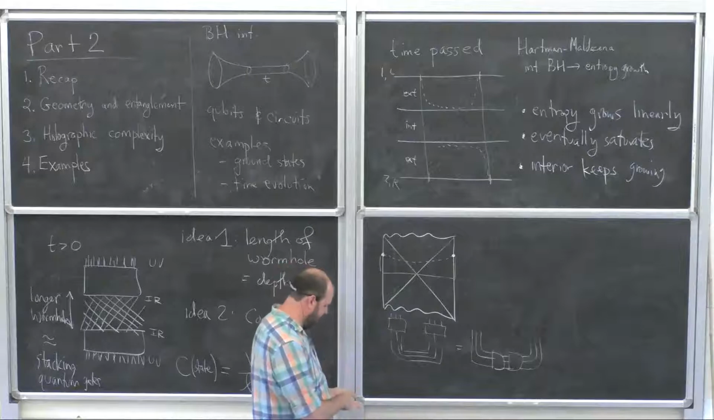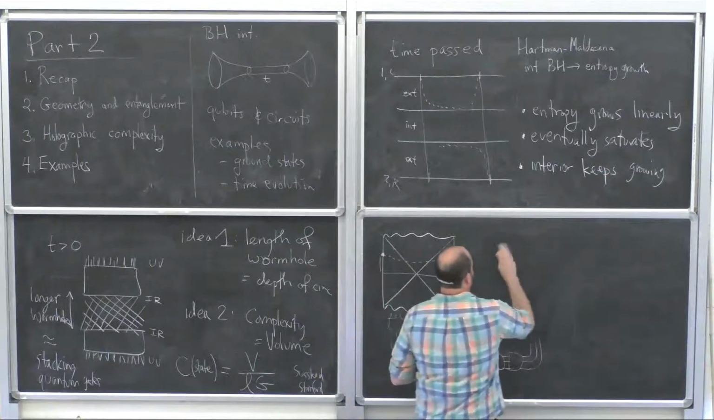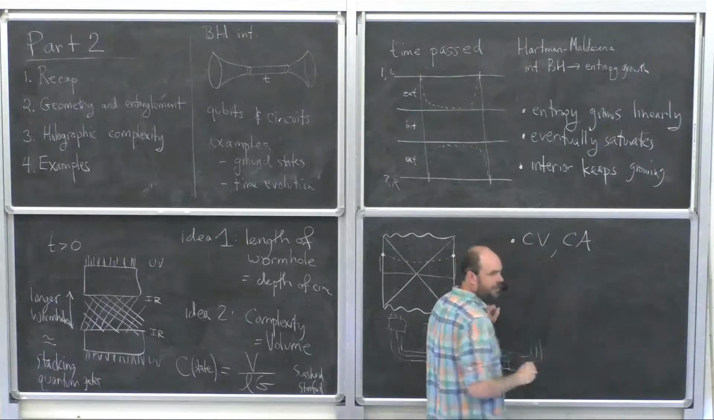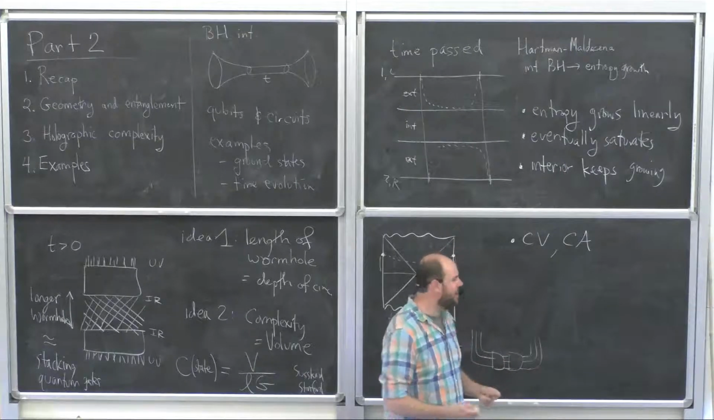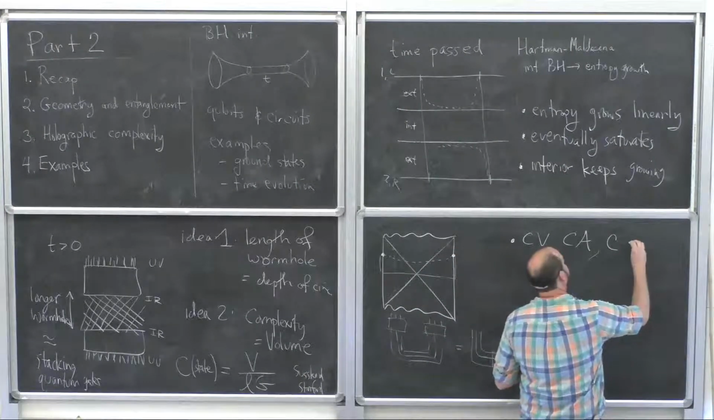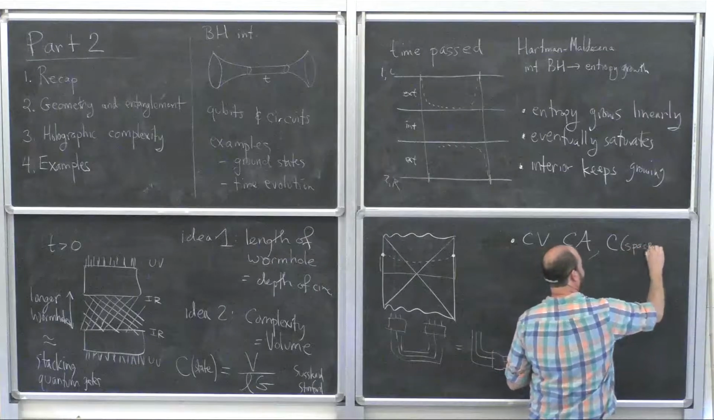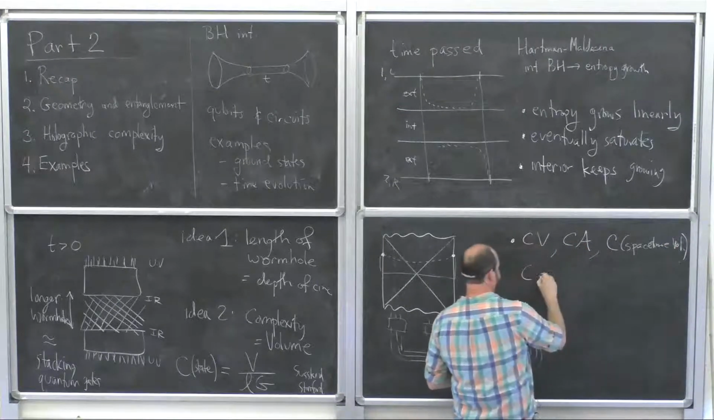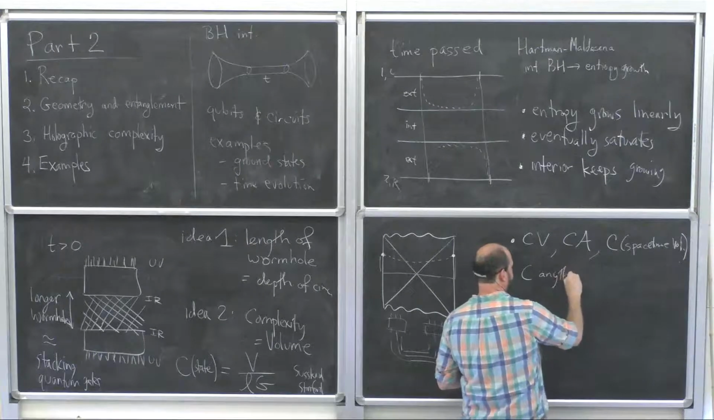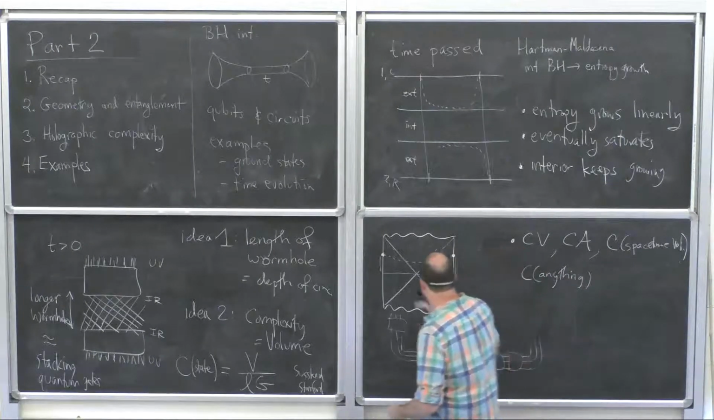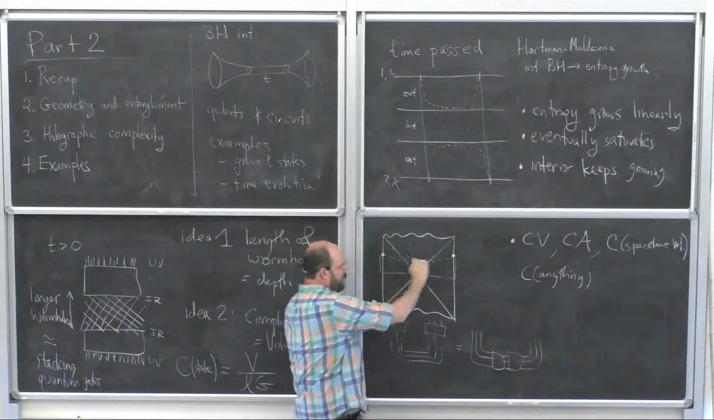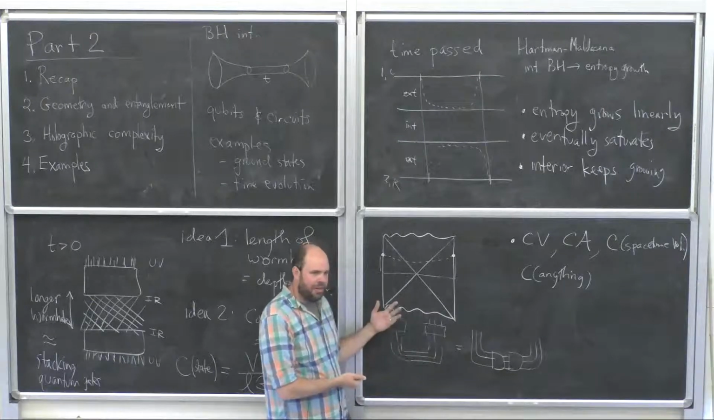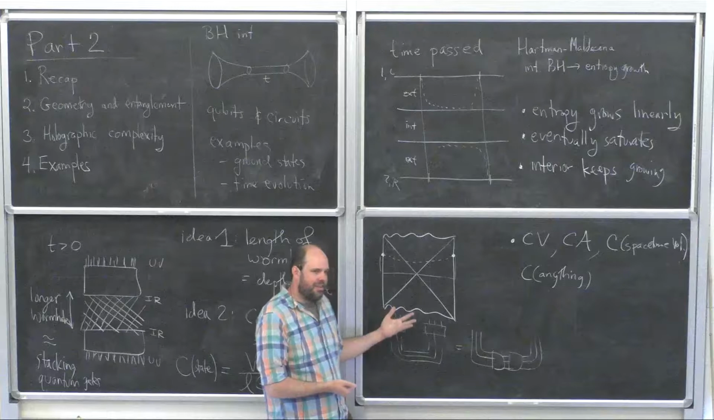There's a large number of proposals. There's the original CV, there's something called CA, which I was involved with, which says that instead of volume, we should do action. There's C space-time volume. There's C anything. That's literally a paper saying that anything does this. Basically, you take these surfaces and you integrate some scalar function along them, then minimize or maximize that. That will also grow, with a different coefficient.